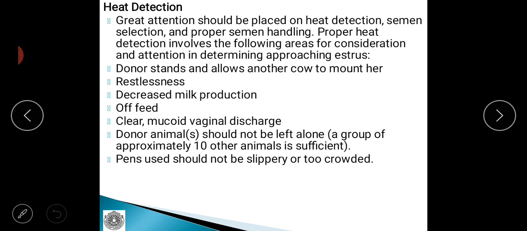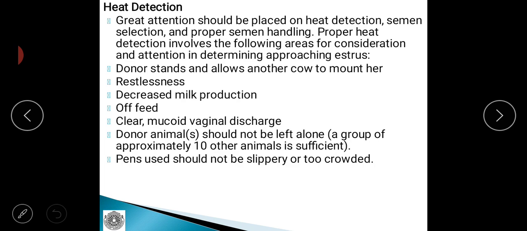Heat detection. Great attention should be placed on heat detection, semen selection, and proper semen handling. Proper heat detection involves the following areas for consideration and attention in determining approaching estrus. Donor stands and allows another cow to mount her. Restlessness is seen. Decreased milk production.